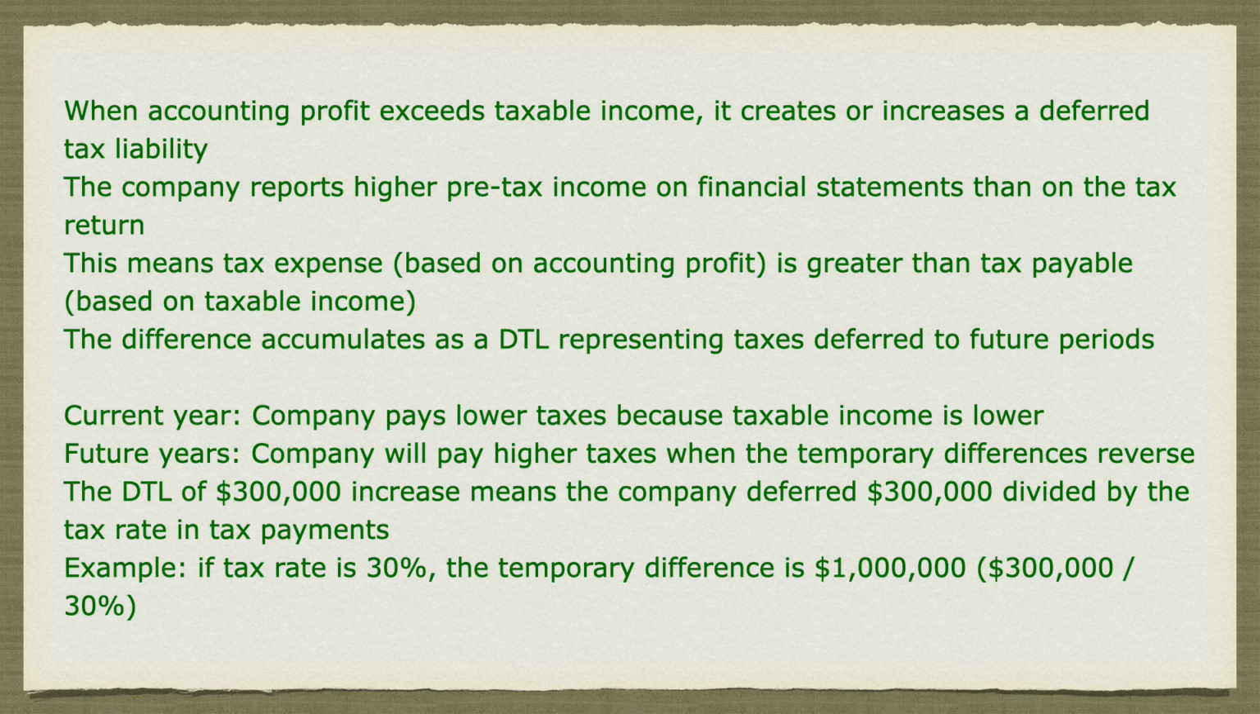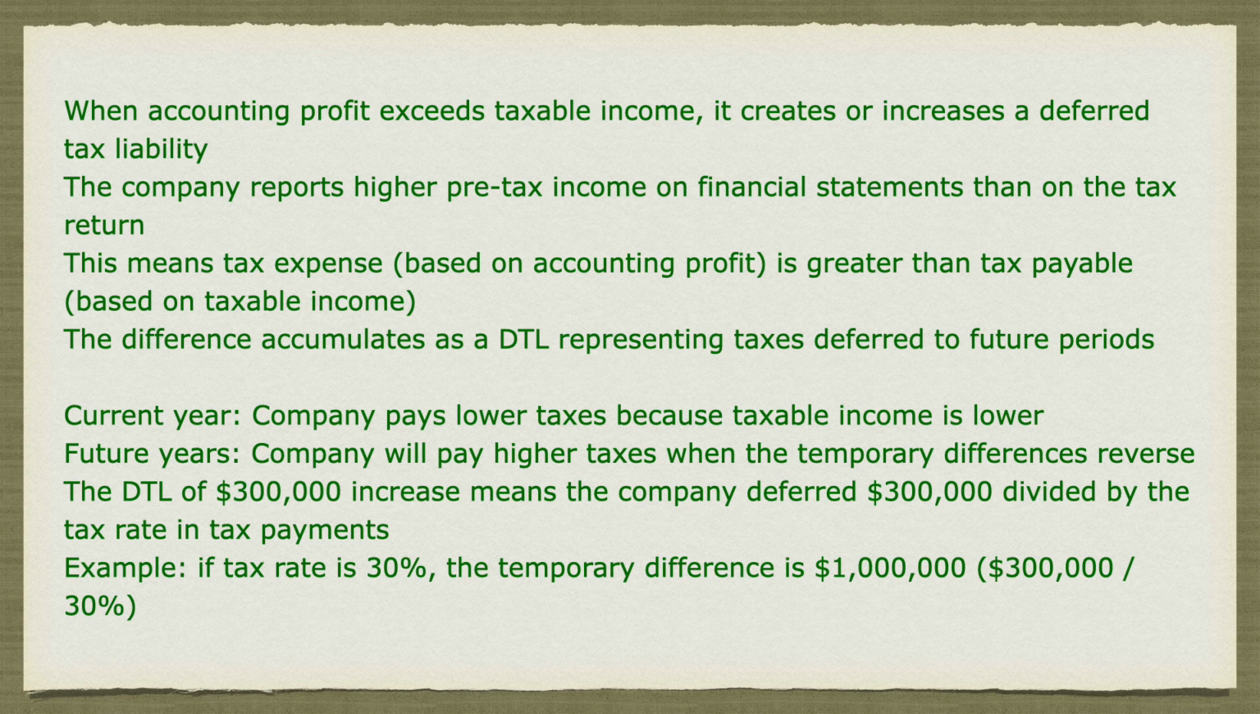When accounting profit exceeds taxable income, it creates or increases a deferred tax liability. The company reports higher pre-tax income on financial statements than on the tax return. This means tax expense, based on accounting profit, is greater than tax payable, based on taxable income. The difference accumulates as a DTL representing taxes deferred to future periods.